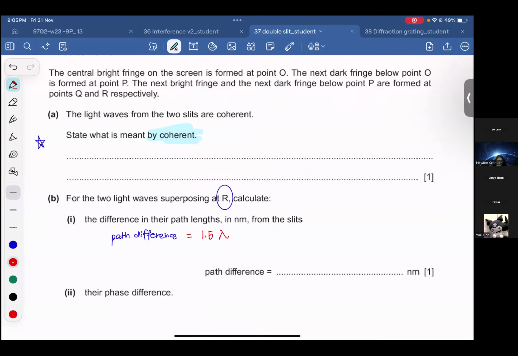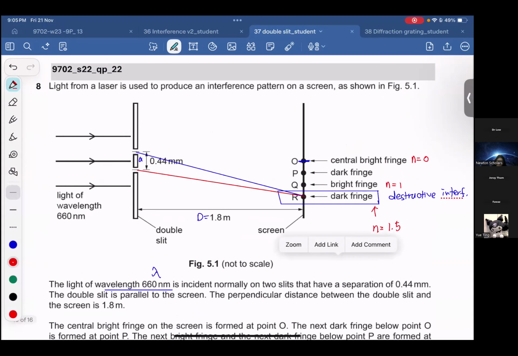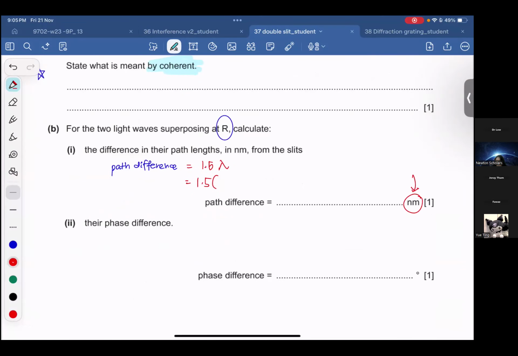Then you do the calculation for the wavelength. Here, the wavelength is 660. Here it is in nanometer, so we no need to change. We use 660. My answer is 990 nanometer. Okay, until here, any question? R is destructive. Okay, how about others?